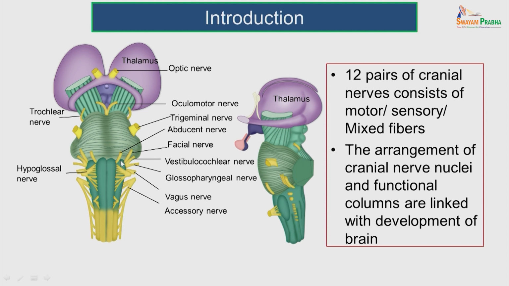So this arrangement of the cranial nerve nuclei and the functional columns is always correlated with the developmental aspect of the brain.